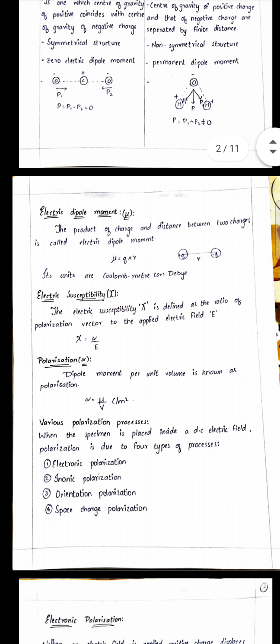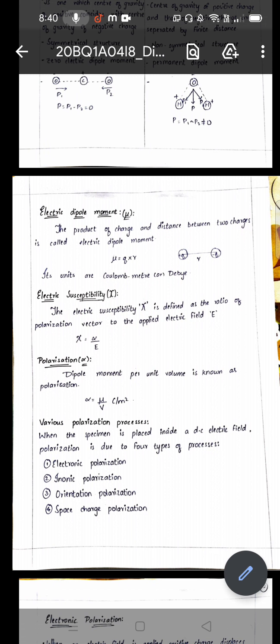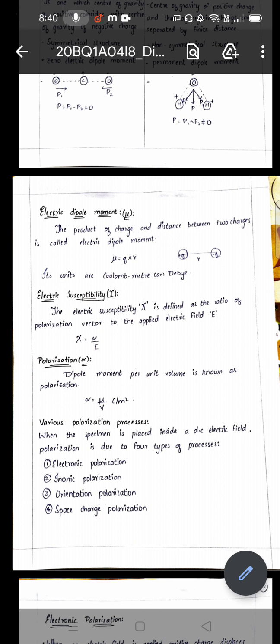Now let's see some properties related to dielectrics. The first one is electric dipole moment. It is represented by mu. The product of charge and distance between two charges is called electric dipole moment, mu equals q into r. In the diagram, the positive charge and negative charge are separated by a finite distance r, and the charges are the same. If it is plus q, this must also be minus q. If this is plus 2q, this must also be minus 2q. Its units are coulomb meter or debye.